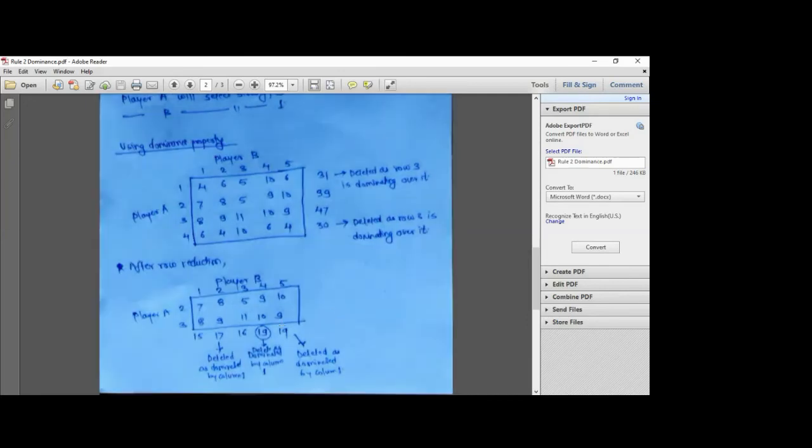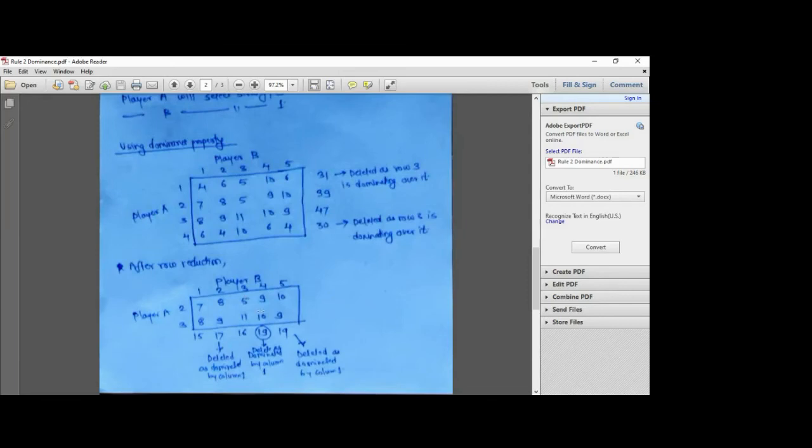Right, similarly moving towards the next higher value, that is 19. So for 19, when we compared it with column 1, 7 and 10, the value is higher here, again 8 and 9, the value is higher here. So again this is on the higher side if we compare it with column number 1. So it is deleted, as it is dominating over column 1.